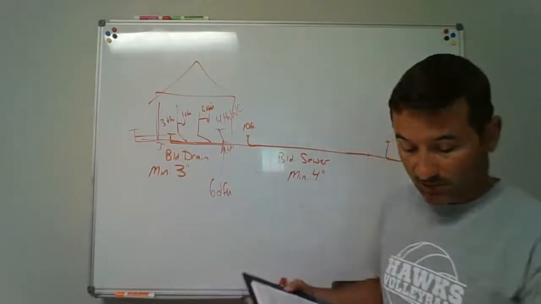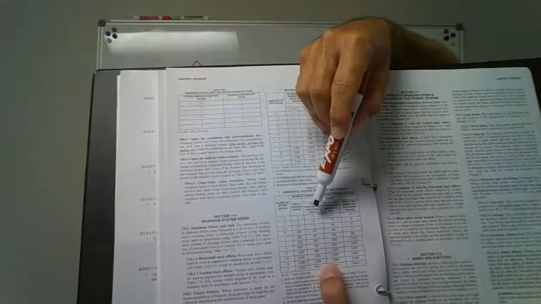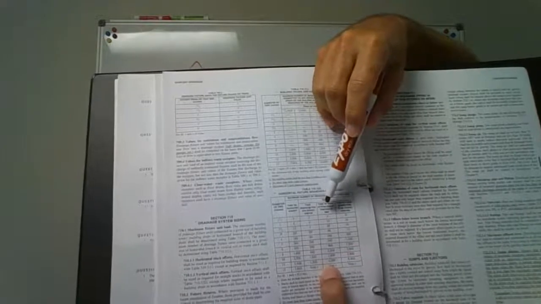The first column is the diameter of the pipe that we're dealing with. The next column is the total for the horizontal branch. These next three are going to be sizing of stacks. The first one says the total discharge into one branch interval. The next is the total for a stack of three branch intervals or less. And then this is the total for a stack of greater than three branch intervals.